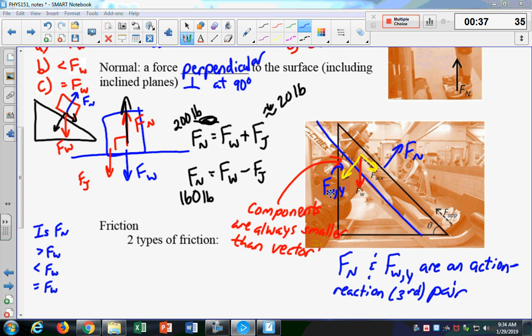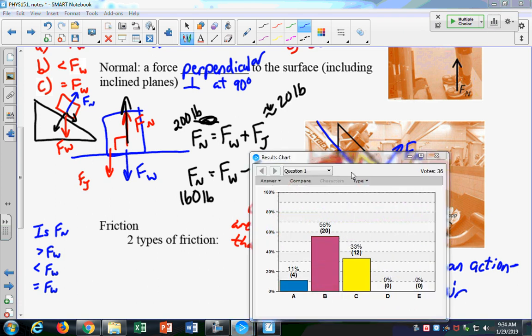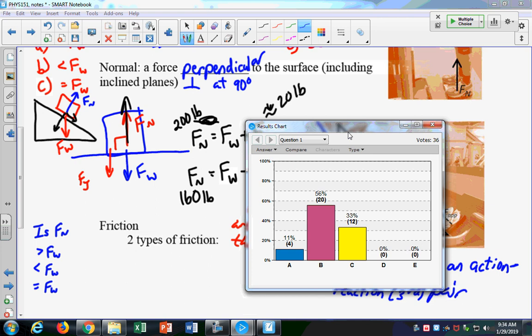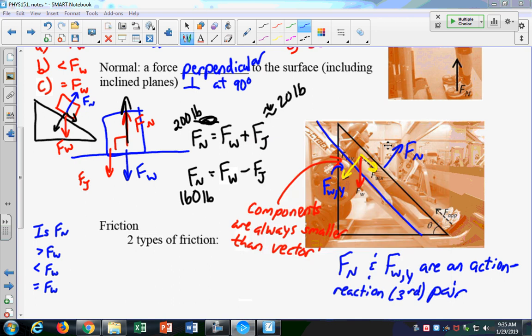All right, let's stop at 45. All right, so we have some that say it's bigger than the weight, some that say it's equal to the weight, and then the correct answer is B, that it is less than the weight. Well, that's okay. Remember, if you get it wrong, you still get credit. And honestly, if you get every question wrong in the quicker questions, if you just come to class, it's not a big deal. All right?